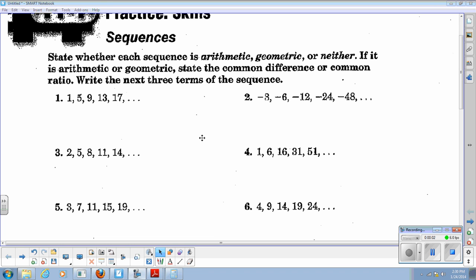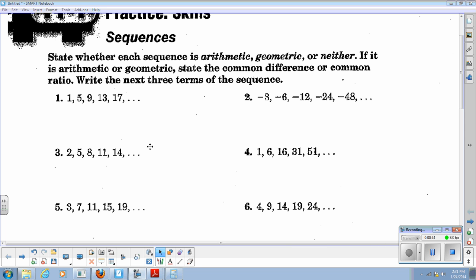Our next sequence activity is actually a review of arithmetic sequences, geometric sequences, and then regular sequences. So I'm going to take you through this video and review all three types of sequences, and then I'm going to ask you to complete the directions that we have here. The directions say state whether each sequence is arithmetic, geometric, or neither. If it is arithmetic or geometric, state the common difference or the common ratio. Write the next three terms of the sequence.